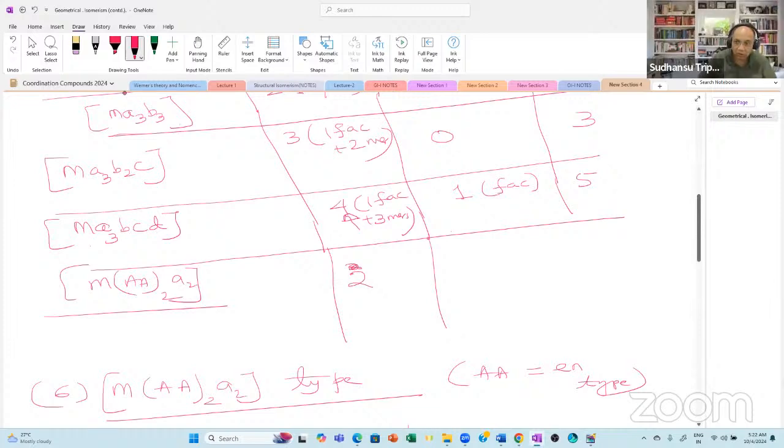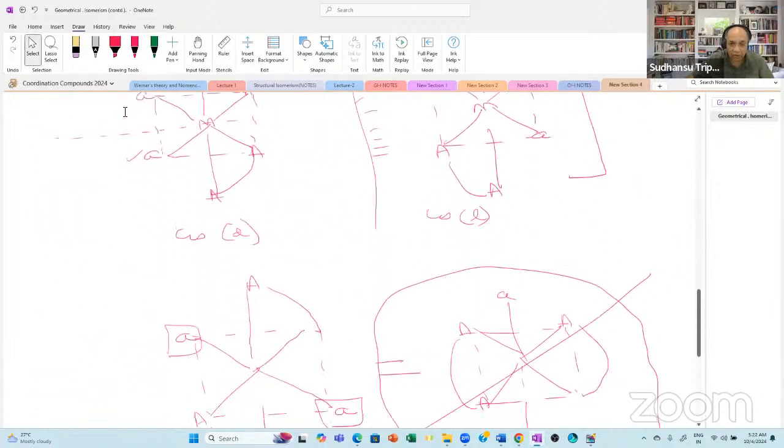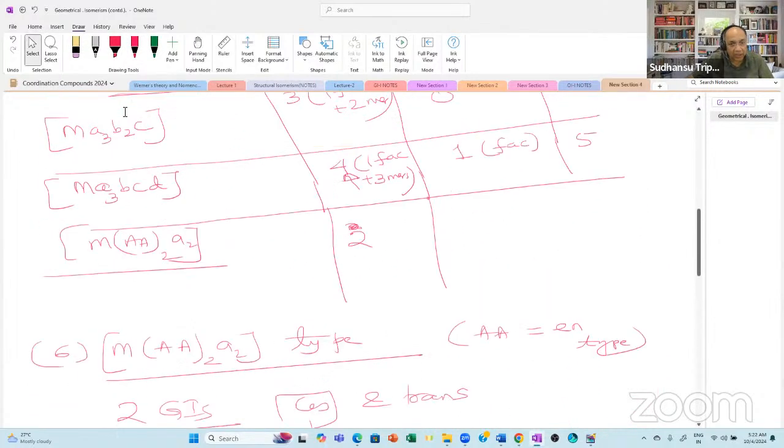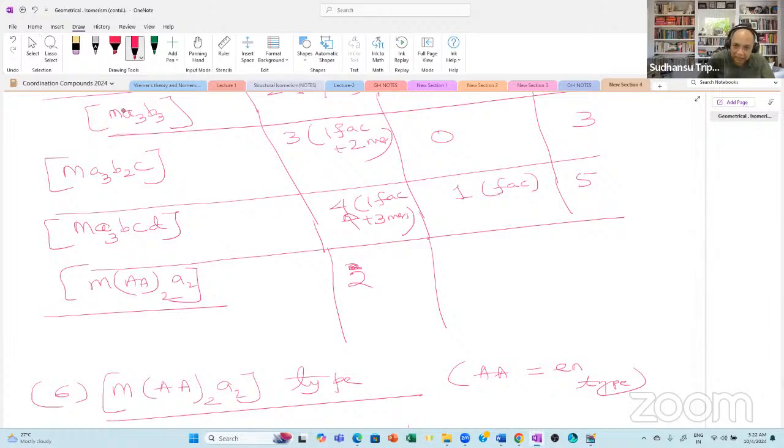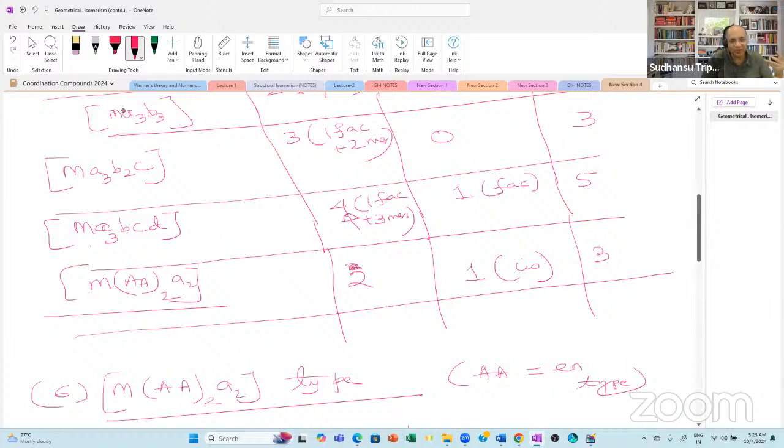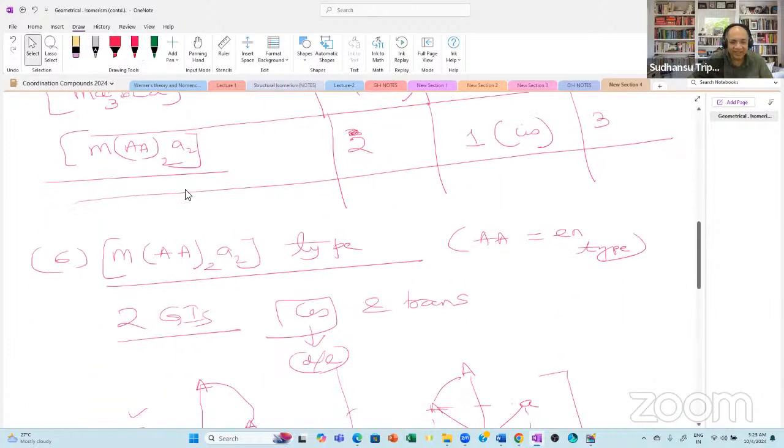Only 2. Out of which one is optically active. It is chiral, dissymmetric. That is the cis. So we add one extra. So the total number of stereoisomers is 3. I do not have space. As and when it comes, I will write there. But your table is separate, waiting for you to fill up.